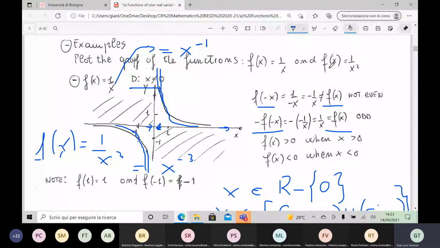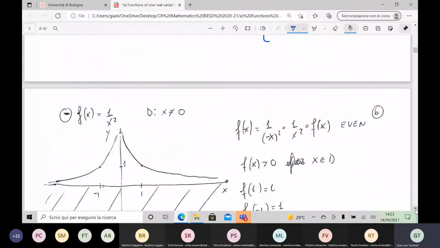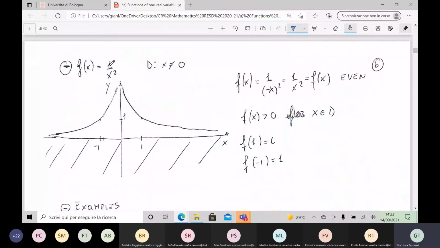Again, which is the domain? This is a rational function. You need to require that the denominator is different from 0 to make sense, okay? So the domain is x different from 0, or if you want, you can use the other representation of the domain like we did previously.